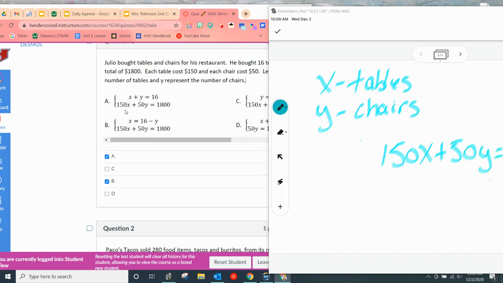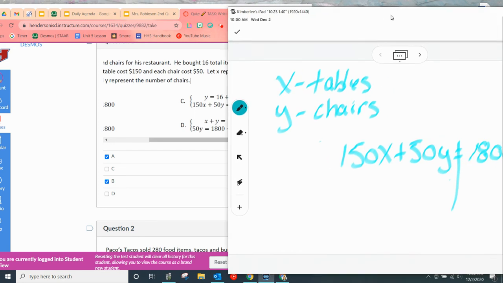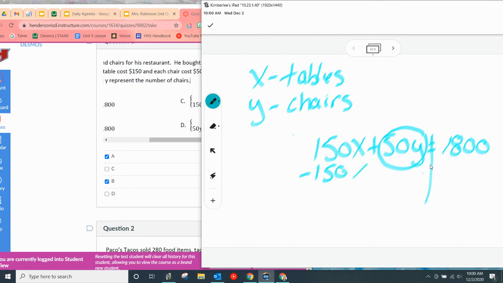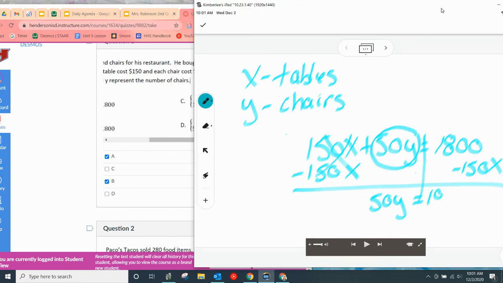Okay, so I can see that what they tried to do was get this 50y by itself. So that's what I'm going to do over here. If I want this piece by itself, I have to subtract the x term. Because it's positive, I would subtract 150x. So that's gone, and I'm left with 50y equals 1800 minus 150x. Remember, those are not like terms. We can't combine them.